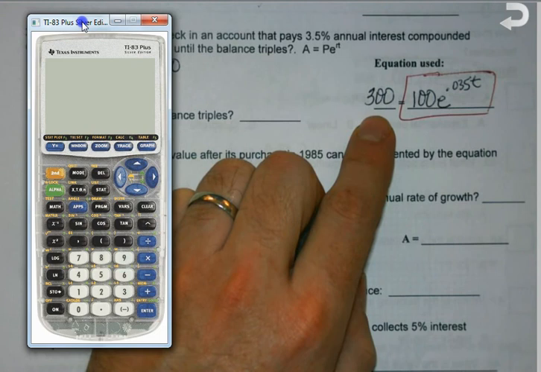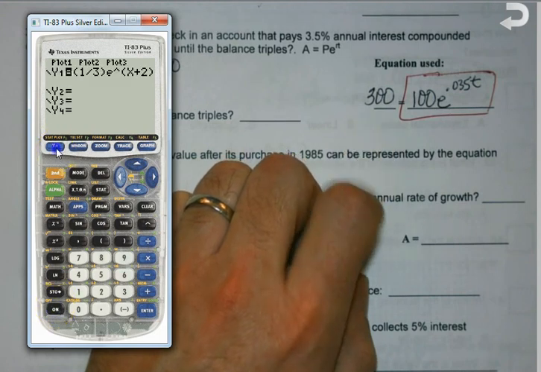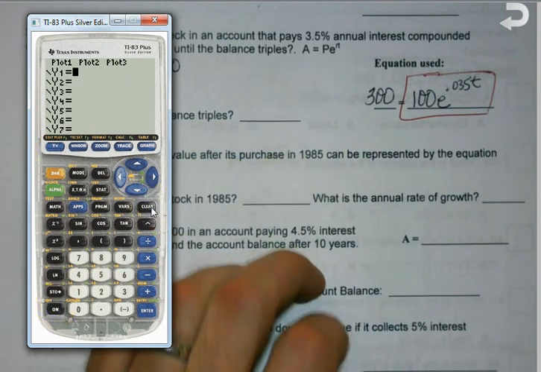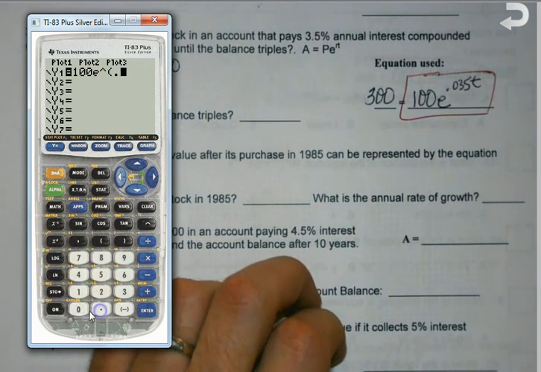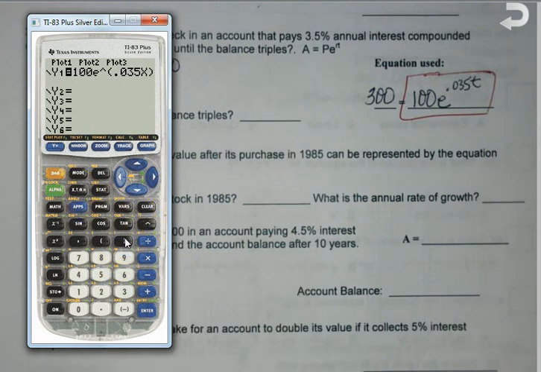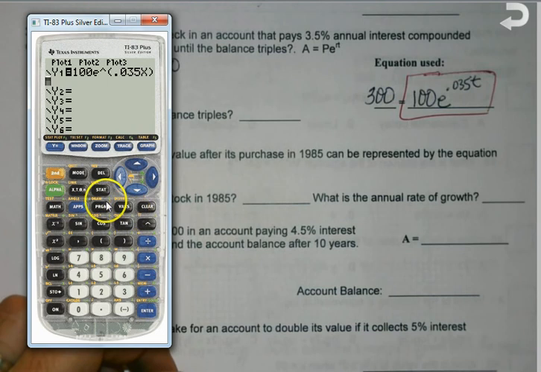So let me get this out of the way. If I go to plug this in, get my e working here, 0.035x. Okay, and I have to have the x with my 0.035 because that's going to let me see in the table how long it's going to take for this to keep increasing.